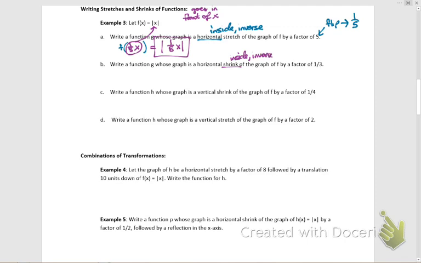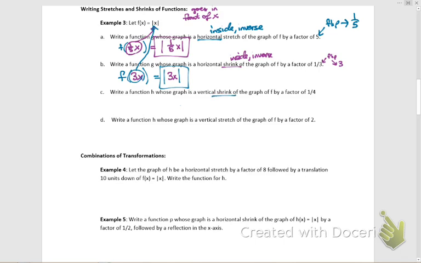So we take the 1/3 and we flip it. So that becomes 3. So that'll go inside. So it'll be f of 3x instead of 1/3. Then we take this 3 and we plug it in. So it'll be the absolute value of 3x because it goes inside. And that's the answer. For vertical, it just goes outside.